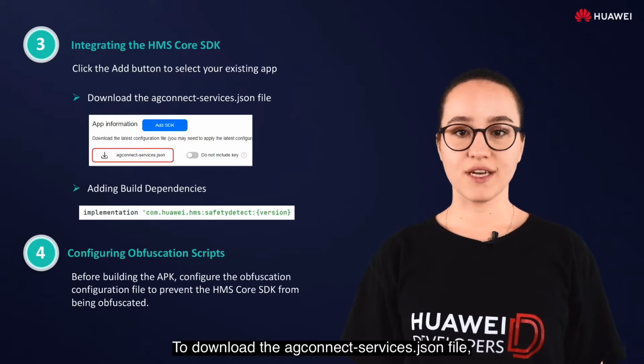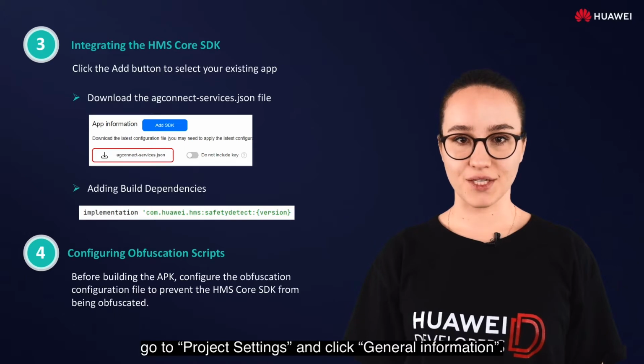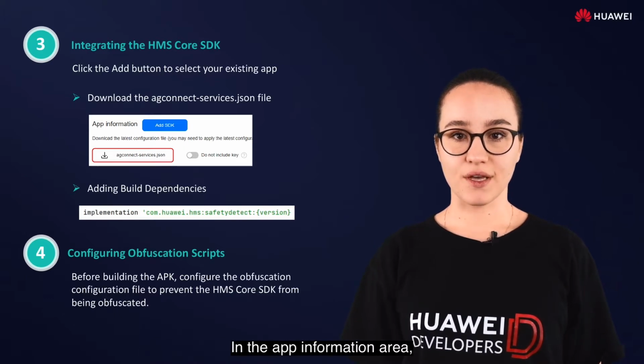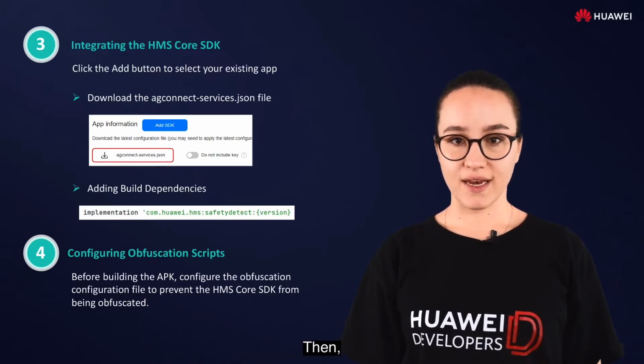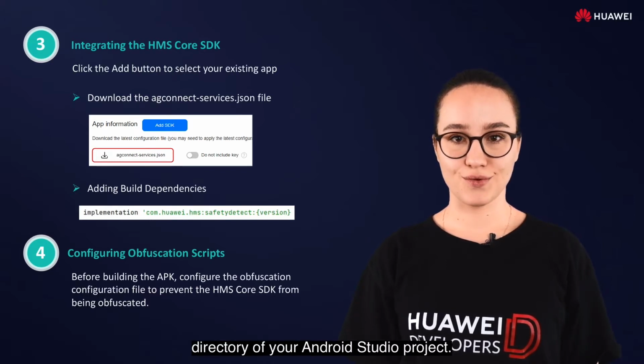To download the AG Connect Services JSON file, go to Project Settings and click General Information. In the App Information area, you can download the file. Then, copy the AG Connect Services JSON file to the app directory of your Android Studio project.